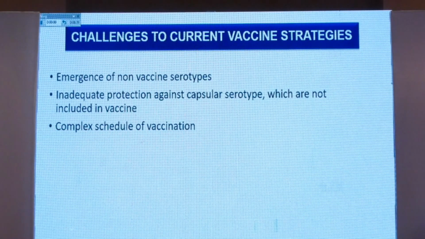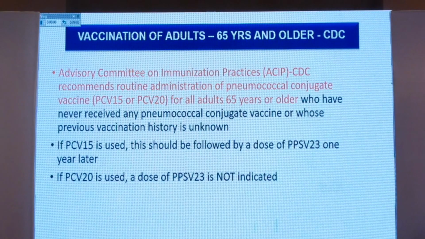So there are certain challenges associated with the current vaccine strategies, including the emergence of non-vaccine serotypes, inadequate protection against those serotypes which are not included in the vaccine, and very importantly, a complex vaccination schedule. In order to simplify the issue, the ACIP of the CDC, that is the Advisory Committee on Immunization Practices, has given the following guidelines. I'll show you in these slides.